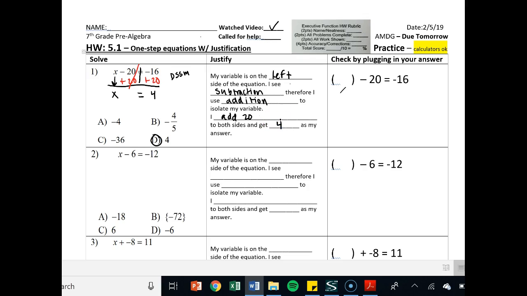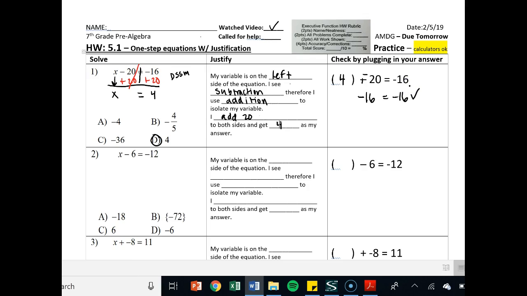Now, I'm not done. I've circled my answer, but now I'm going to plug my answer in. My original equation was x minus 20 equals negative 16. So I'm going to check: 4 minus 20 equals negative 16. I could say plus negative here. That is a DSSM problem. That gives me negative 16 equals negative 16, so I know I am correct.